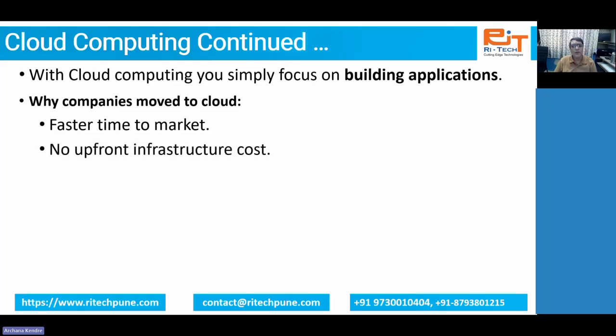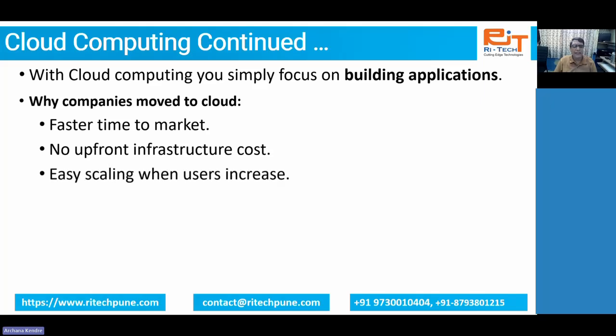Second, no upfront infrastructure cost. You do not need to make a heavy investment in infrastructure, because in the traditional approach you need to buy everything, but here we can get things on rent and run the application or deliver it to the client without upfront infrastructure cost.